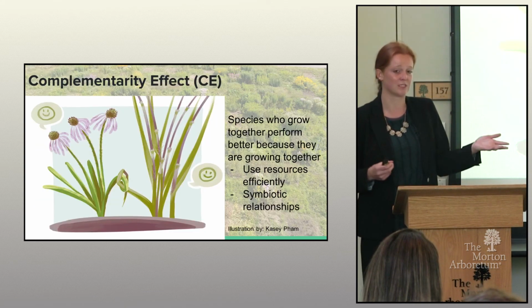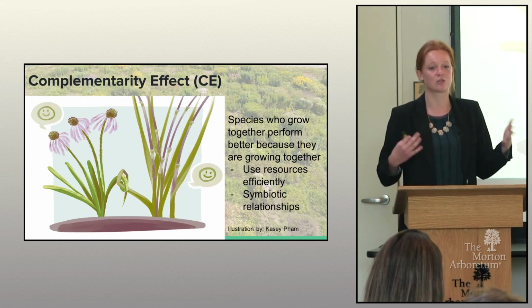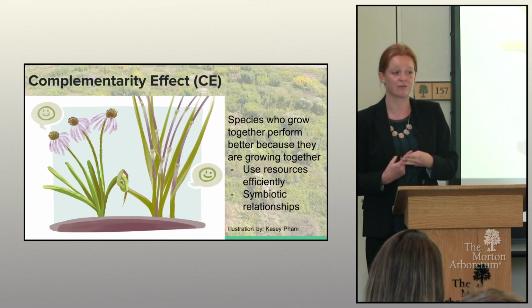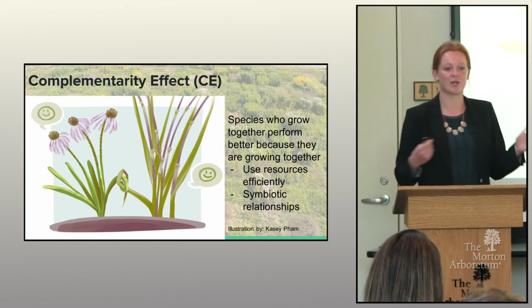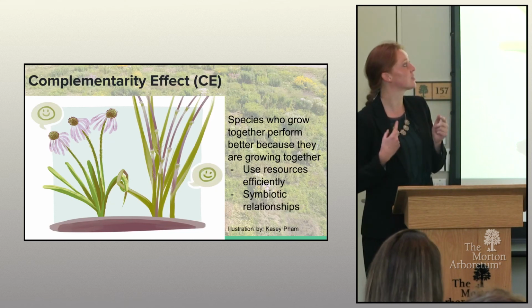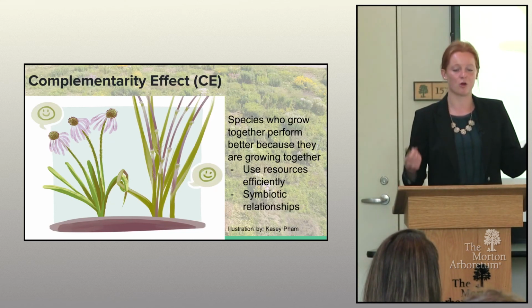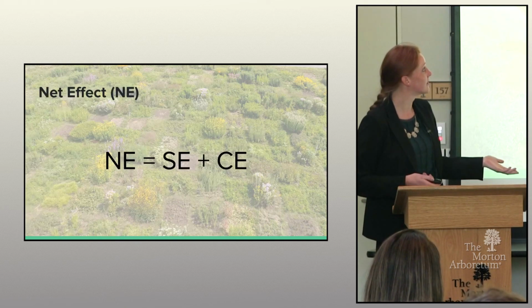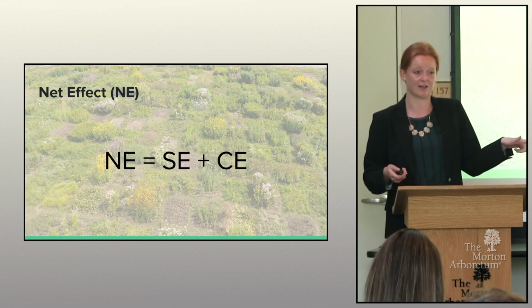Another effect that we hope to see is the complementarity effect, which is the consequence of species growing together. If I were to plant species that were tall, short, and had different root depths, more niche space would be used up, and there would be other processes like facilitation or symbiotic relationships happening. Basically, species growing together are making the environment better for the other species they're growing with. Overall, the net effect is the selection effect plus the complementarity effect.